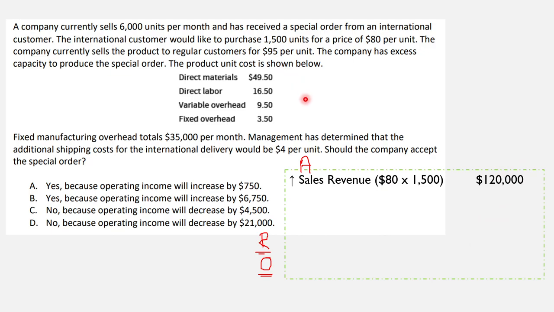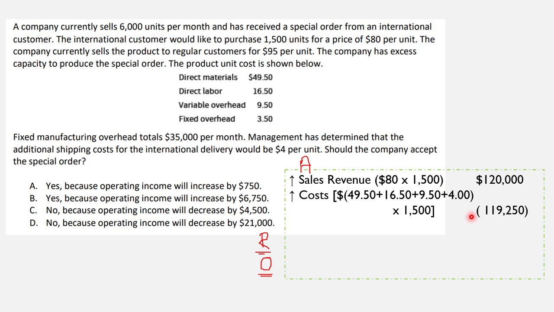Now, hindi lahat ng cost aangat kapag tinanggap mo yung order. Only incremental or marginal costs would increase if you accept the order. When the problem is silent, fixed is fixed. Your fixed overhead costs will not change kasi fixed yan. Allocation lang to, $3.50 per unit. Yung aangat lang, mga variable costs. $49.50, $16.50, and $9.50. DM, DL, and VOH together with additional shipping cost of $4. That would be $79.50. Okay?